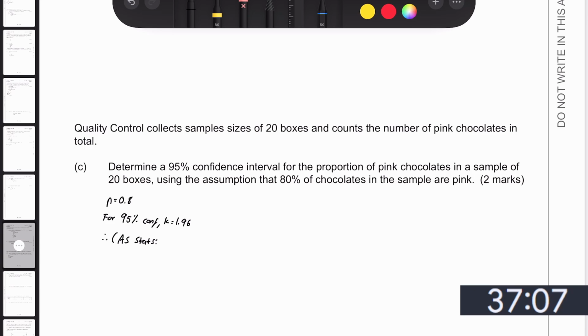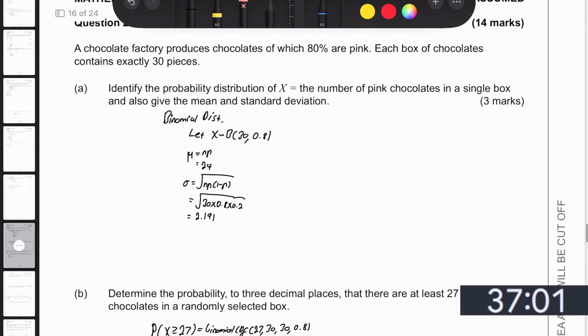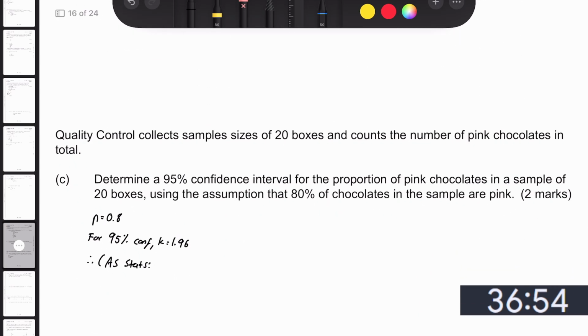Proportion of pink chocolates in a sample of 20 boxes. The proportion is going to be 20%. And the number of boxes I want, a sample of 20 boxes. Stat calculation.